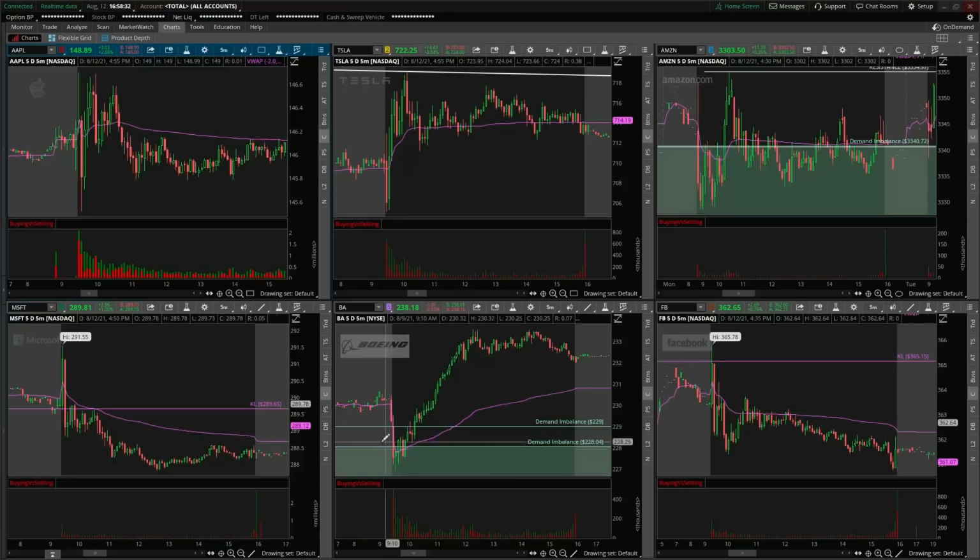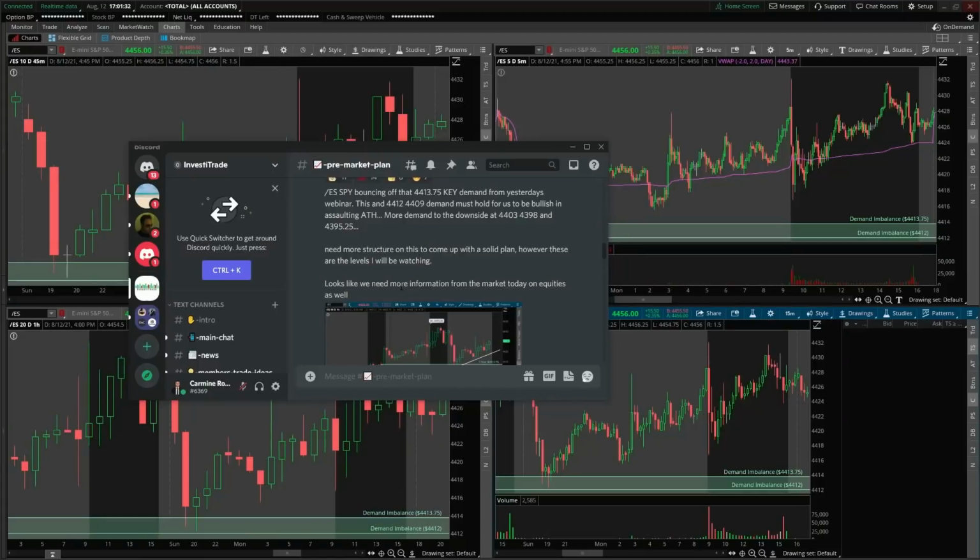This follows the Dow. This bounced off the 228 demand zone and created new demand on the way up, but very clean rally on that name. Also, here's the S&P 500's pre-market plan. Just like NASDAQ, I said we need more structure on this to come up with a solid plan. Looks like we need more information from the market today on equities as well.